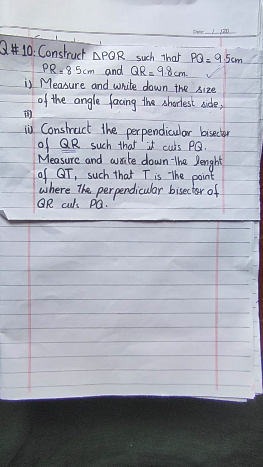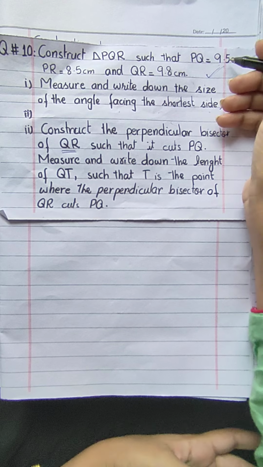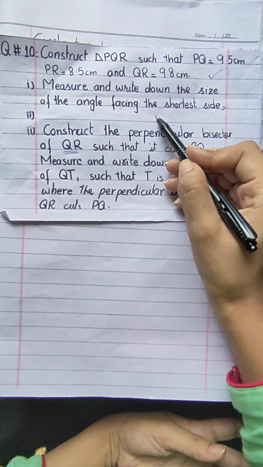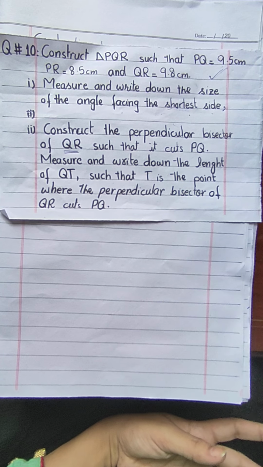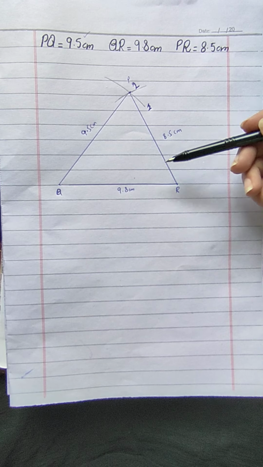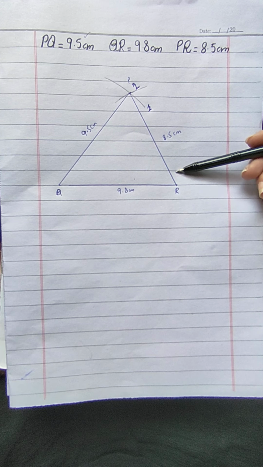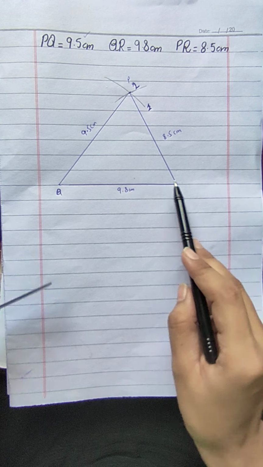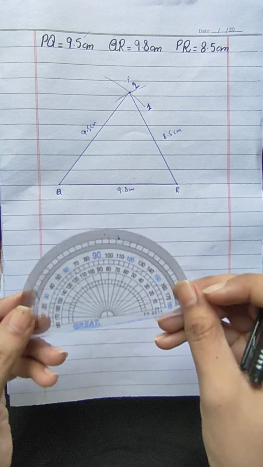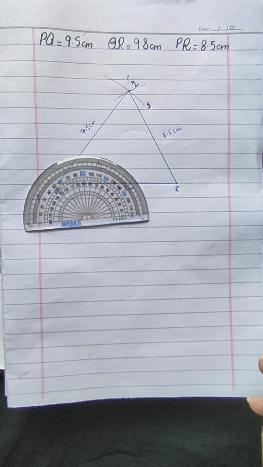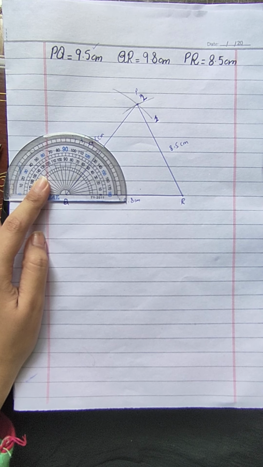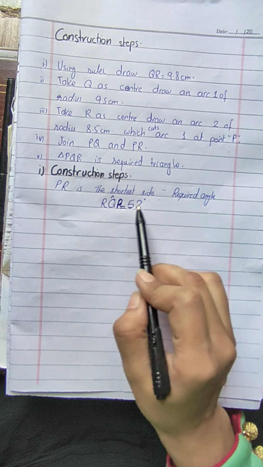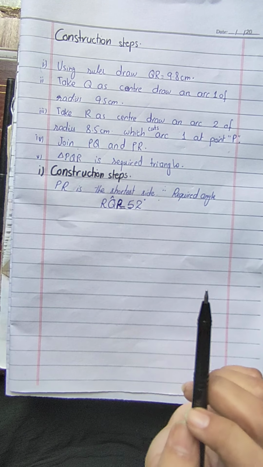Now come to the question. We have completed one part. The second part is to measure and write down the size of the angle facing the shortest side of the triangle. We can see PR is the shortest side of the triangle and the angle facing PR is Q. So we will measure angle Q with the help of a protractor. As you can see, it is approximately 52 degrees. PR is the shortest side. Required angle RQP is equal to 52 degrees.